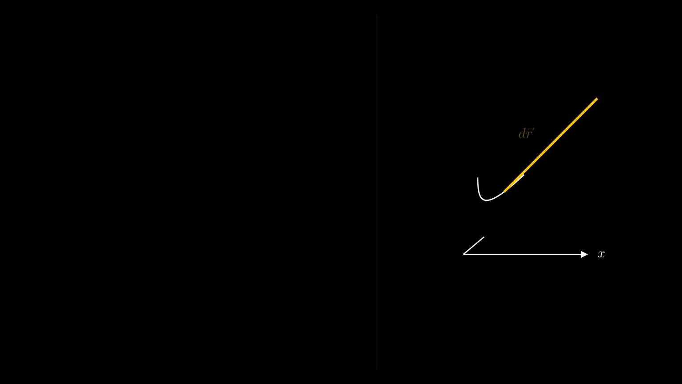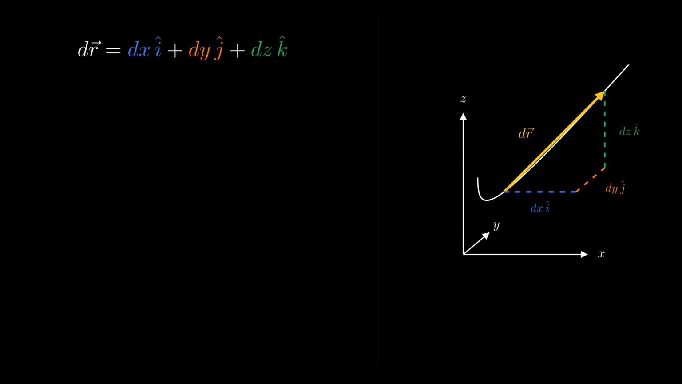To compute a line integral, you choose coordinates, and the first job is writing the line element. In Cartesian coordinates, an infinitesimal step splits along the axes. dr equals dx i hat plus dy j hat plus dz k hat. 3 tiny displacements, one per axis, adding up to the step along the path. Write the force in components as well. F equals F sub x i hat plus F sub y j hat plus F sub z k hat.